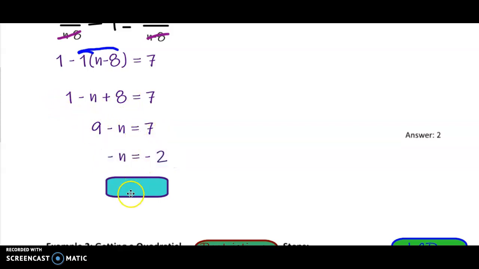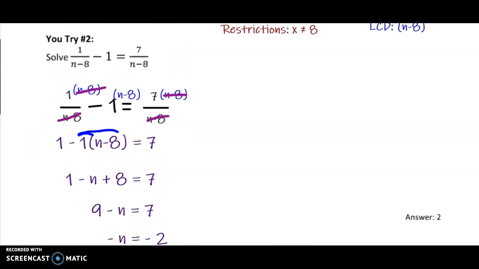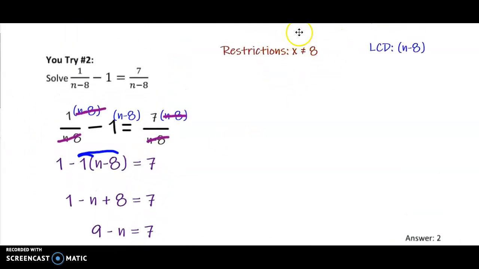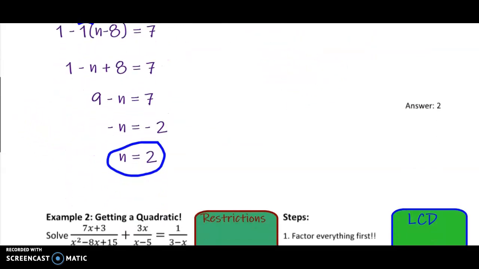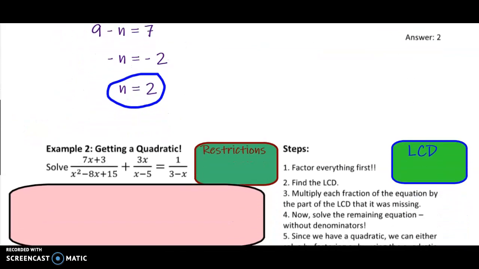Subtract 9 from both sides. Negative n equals negative 2. Divide by negative 1, and you do get your answer of n equals 2. Again, always go back and check. Is that a part of my restriction? 2 is not the restriction. The only restriction is that n could not be 8. Because n is 2, that is our solution, and you are finished.